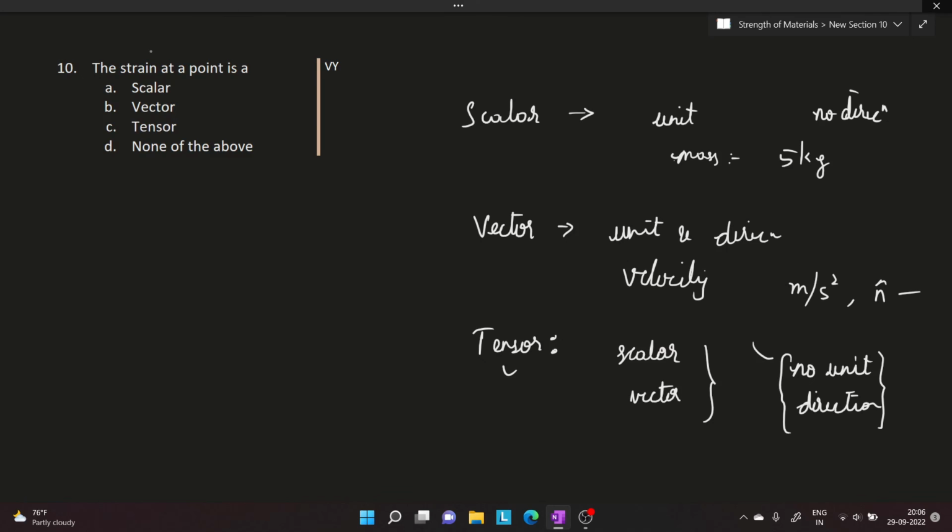So strain is a quantity which doesn't have any unit, but it also has some direction, right? The material can be elongated in, let's say, x direction or y direction, z direction, and so forth. So the strain is represented by a tensor, right? The tensor would be the right answer.